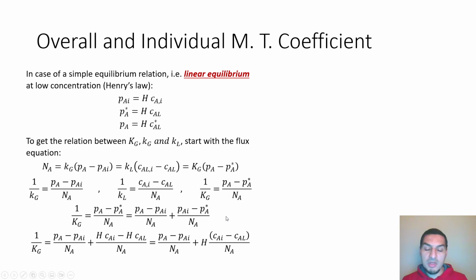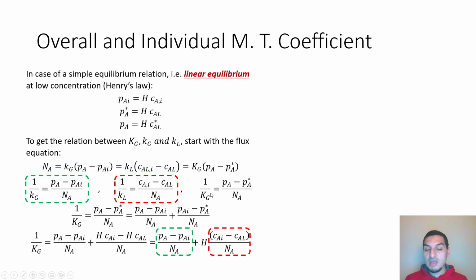Now, I'm almost done, but just look at these two terms. You will find that this is the same as this. You also find that this is the same as this. So we can now rewrite the equation in terms of 1 over Kg and 1 over kl. So this is the overall mass transfer coefficient in terms of the individual mass transfer coefficients. So the equation is 1 over Kg equals 1 over kg, the individual, plus H over kl.